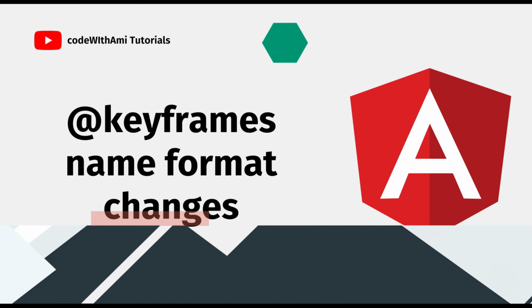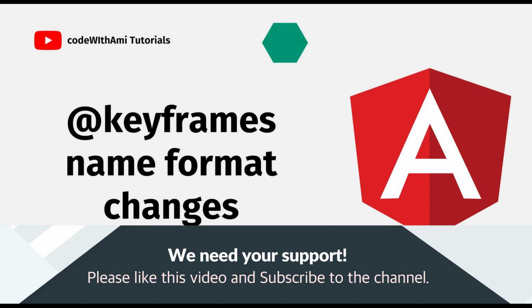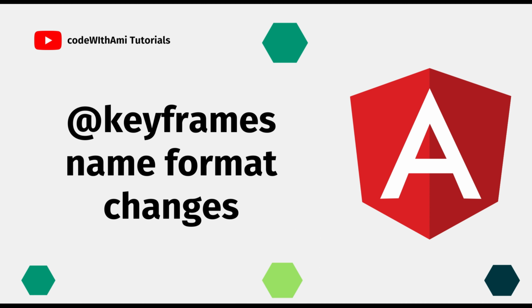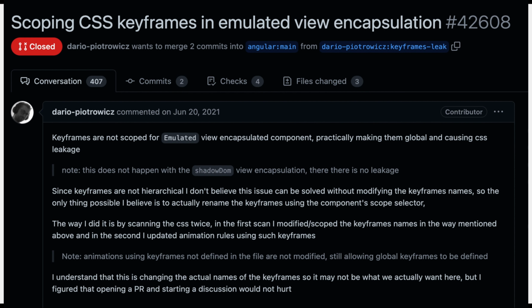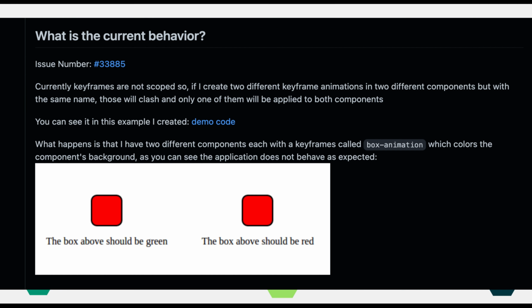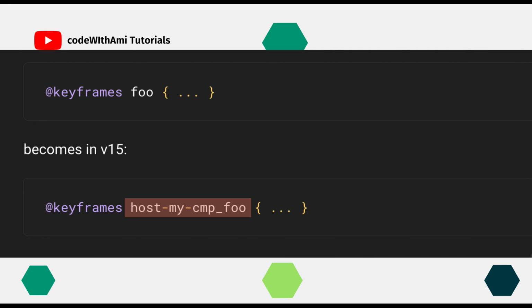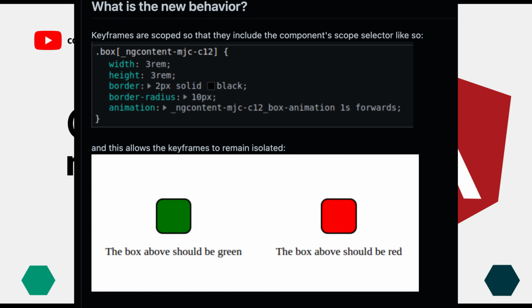Third is the keyframes name format change, and this is going to be the big breaking change of this release. In Angular 15, keyframes names are prefixed with the component's scope name. For example, it will become like this. Basically, they are going to add %HOST_MY_CMP, CMP means component I guess, underscore foo. So this change can break any TypeScript or JavaScript code that uses the name of a keyframe rule.